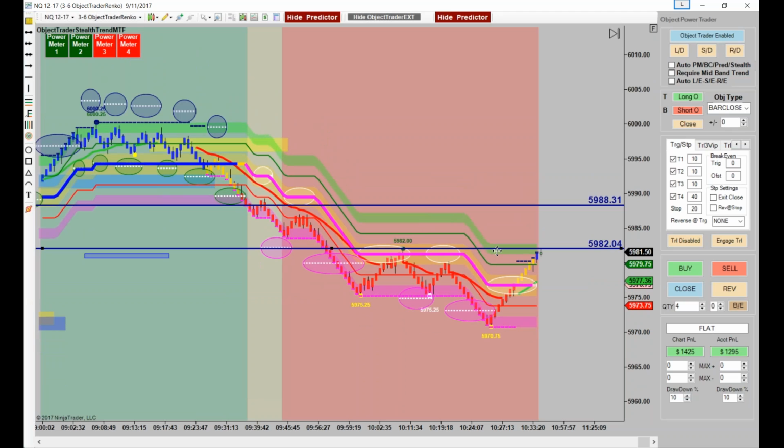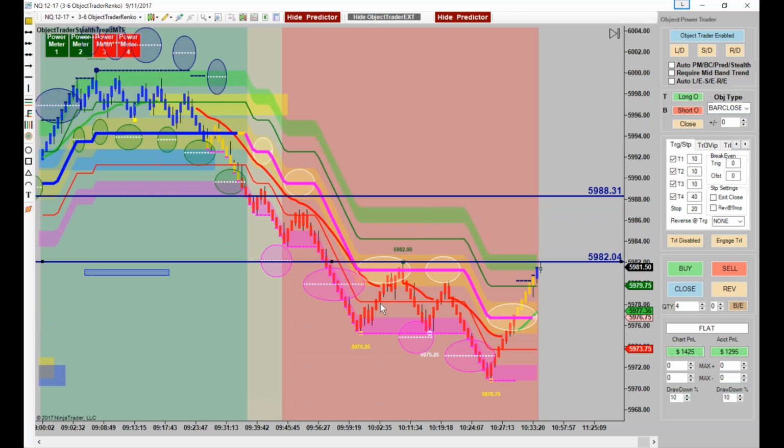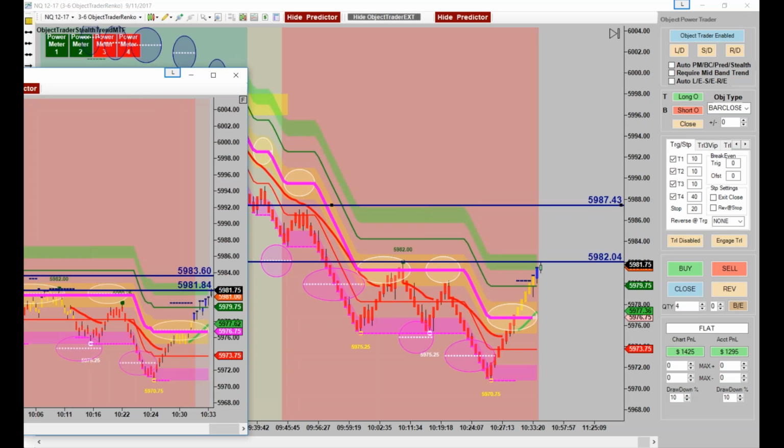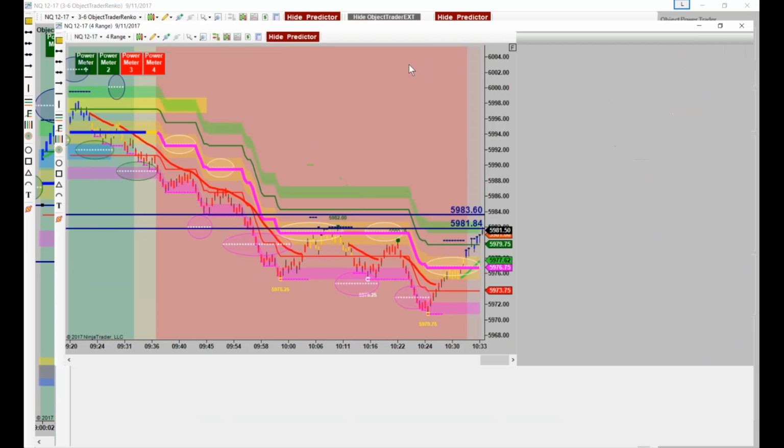Well, it broke the white ellipse pretty solid, but you've already missed the trade. So where would the trade be if this comes back? Let's see if we can figure it out, and then we're going to wrap. Okay, you got a thrust, retrace, thrust. I'm going to go to the 4 range. Let's see if we can get it on the 4 range easier.